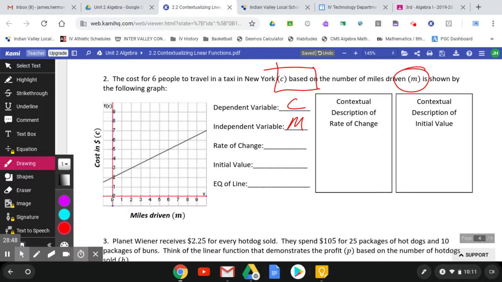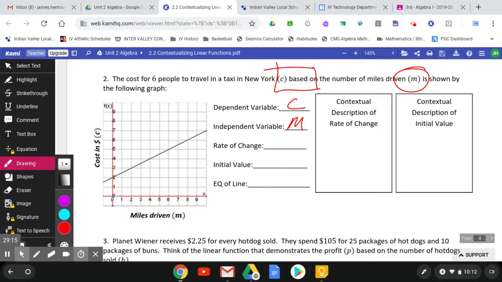What? On the side? On the left, always? It's the y-axis. The independent variable or the input is on the y-axis. Or no, that's the dependent variable. Wait, which one are we talking about? Independent variable. Independent variable. Very good. Independent variable or the input is on the x.